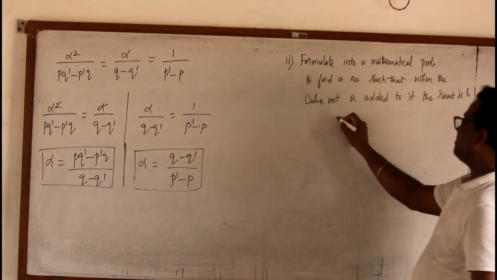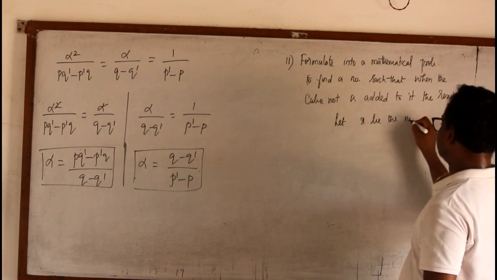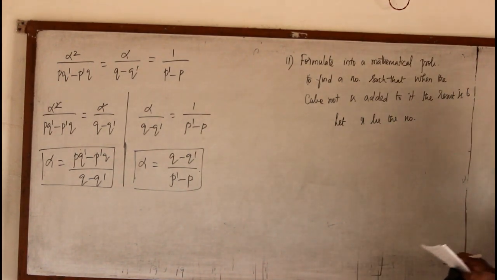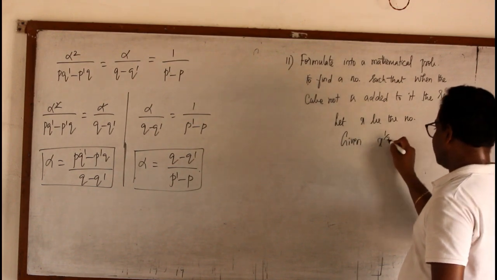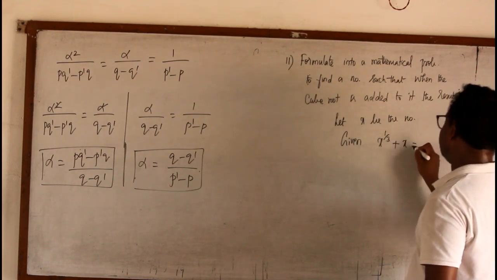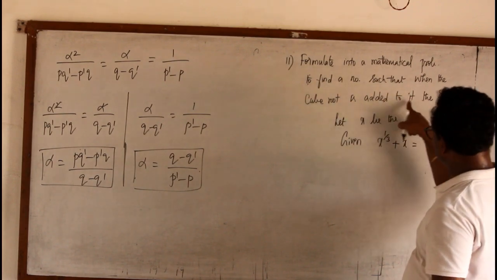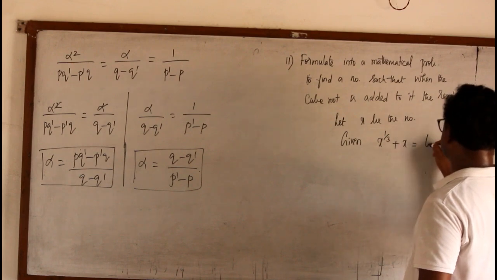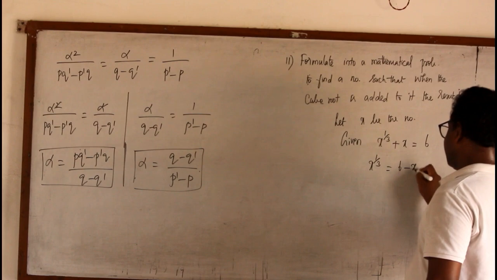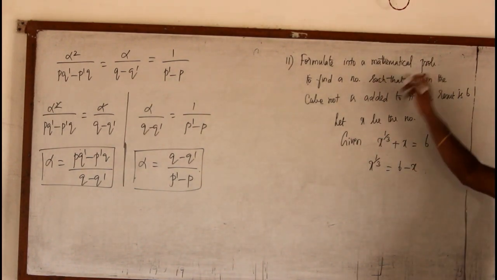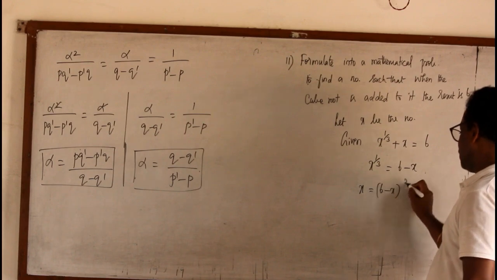So let me take that number as x. So let x be the number. Then what is given? Cube root of that number, which is x power 1 by 3, added to itself, which is x, the result is 6. Shall we write x power 1 by 3 is 6 minus x, because I have to formulate an equation. So x is 6 minus x the whole cube.